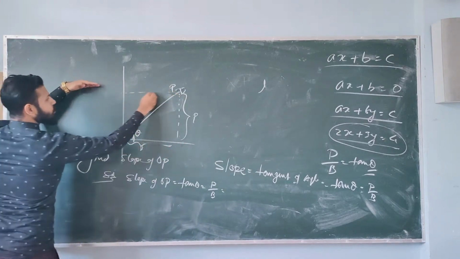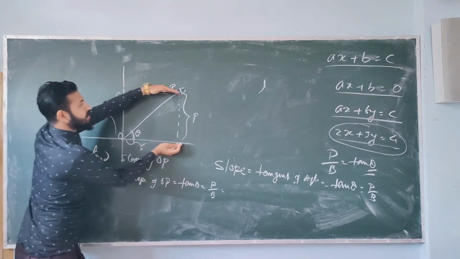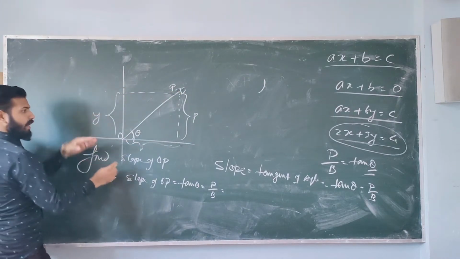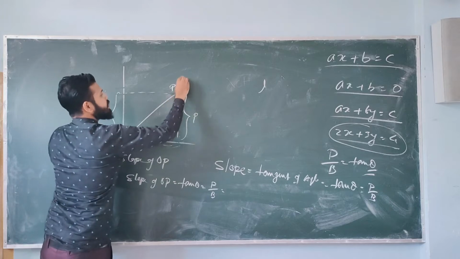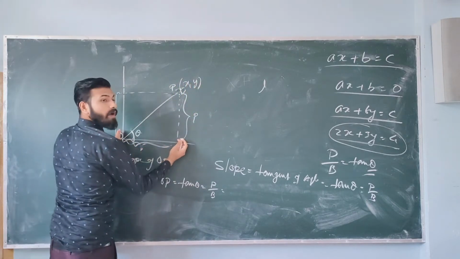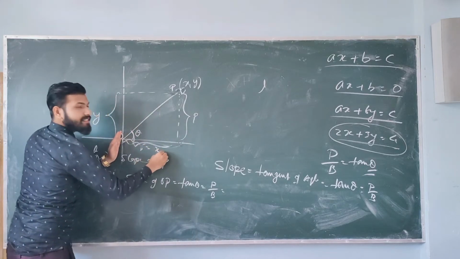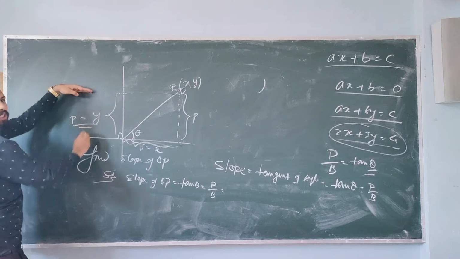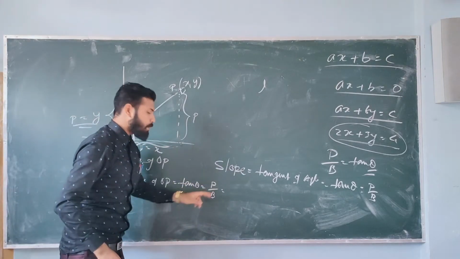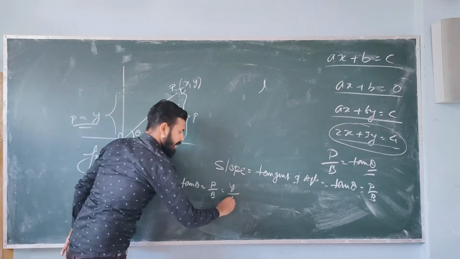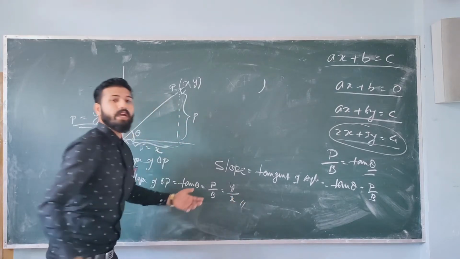What is P? If not y, then what? This length is y. And what is P actually? The coordinate of this point will be x, y. That means this base is x, so B is x, and P is y. So in place of P, I can write y, and in place of B, I can write x.